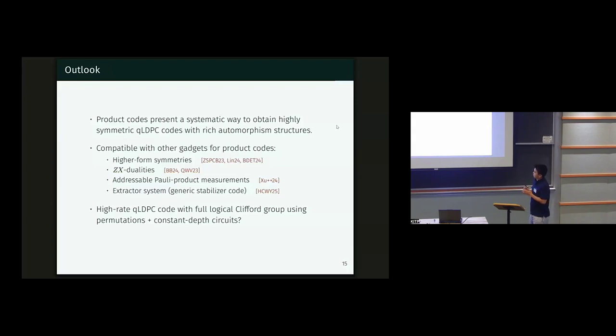And then maybe lastly, it would be interesting to see if there's a family of high rate LDPC codes where, when you do this permutation plus constant depth circuits, you can maybe fill in the whole logical Clifford group. And that would dramatically lower the cost of doing fault tolerant computation.